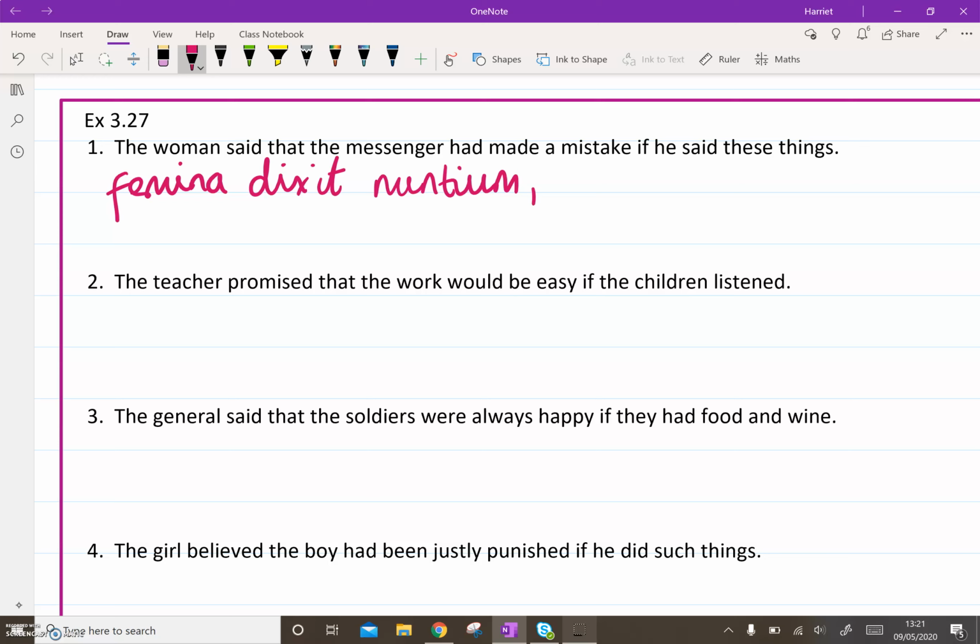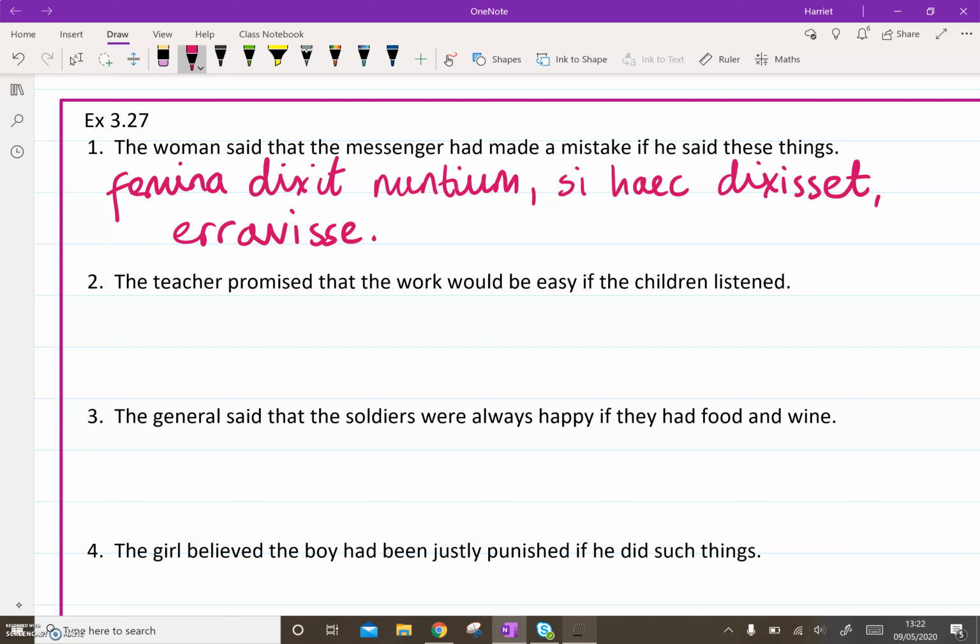Now let's get rid of the if bit first, the trickier bit. So if he said these things, he had made a mistake. If he said these things is going to be pluperfect because it's a completed action and because dixit makes it historic. Okay, so si haec dixisset. Okay, so if he said these things, he had made a mistake, so we just need the verb eravisse. Remember that will go pluperfect when it's translated because the dixit pushes back a tense. So eravisse will go from perfect to pluperfect in the translation.